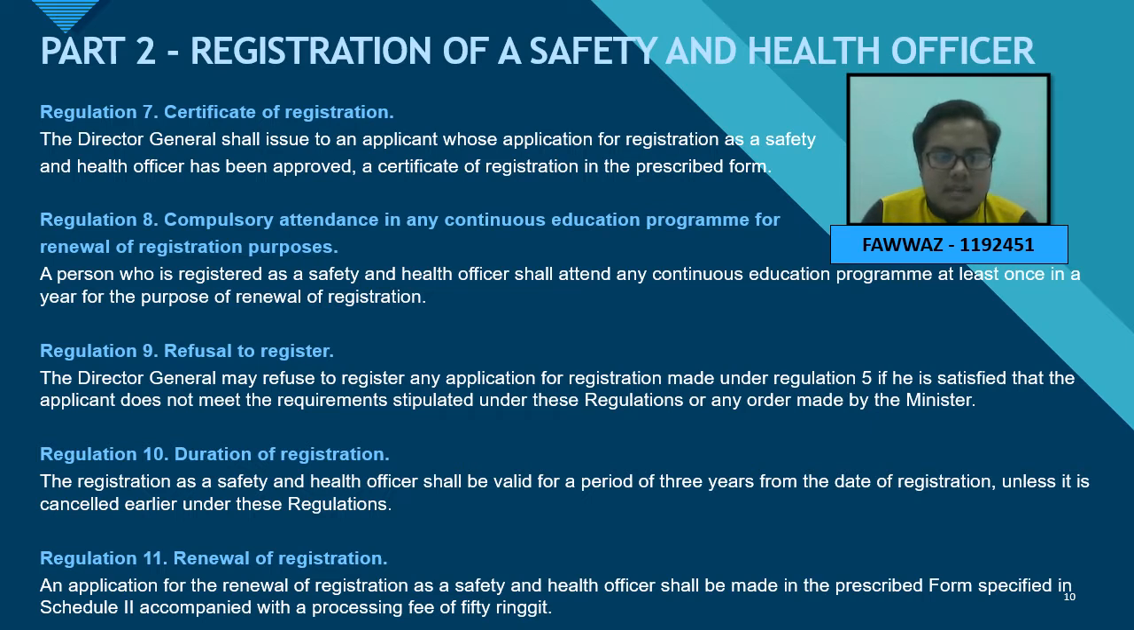An application for the renewal of registration as Safety and Health Officer shall be made in the prescribed form specified in Schedule 2. Recommended is a processing fee of 50 ringgit. If you want to renew your registration as a Safety and Health Officer, you need to fill the form in Schedule 2, which I will show at the end of the last video, and pay a fee of 50 ringgit.